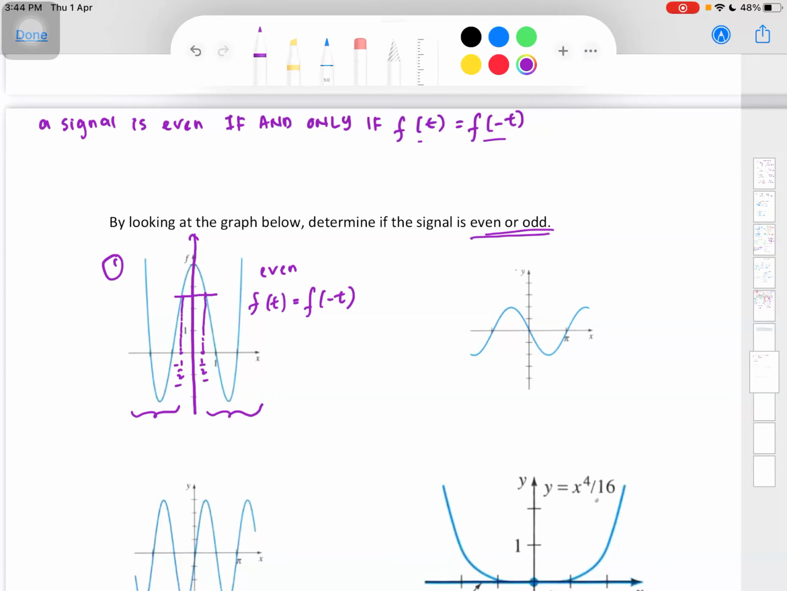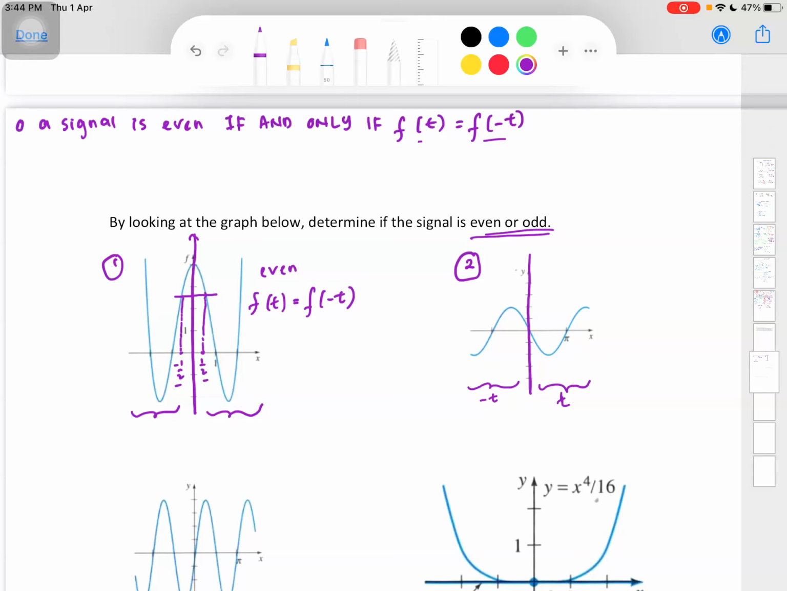Okay, let's have a look at this signal. Let's call it number 2. Now if we see this signal, this is the y axis. So this part of the signal, which is the positive t, and this part of the signal, which is the negative t, they are not the mirror image of each other, so we know that this is not an even signal. However, is it odd?